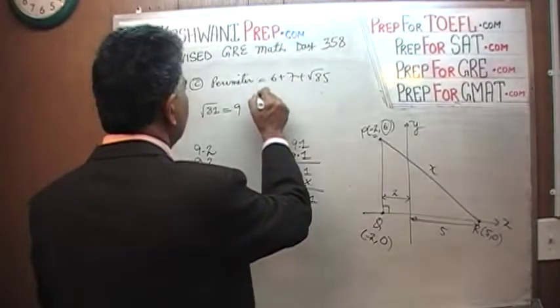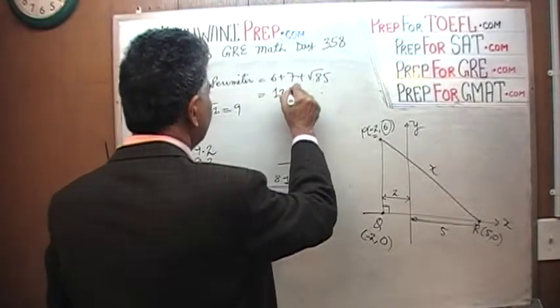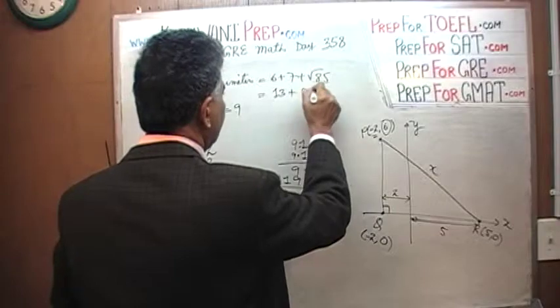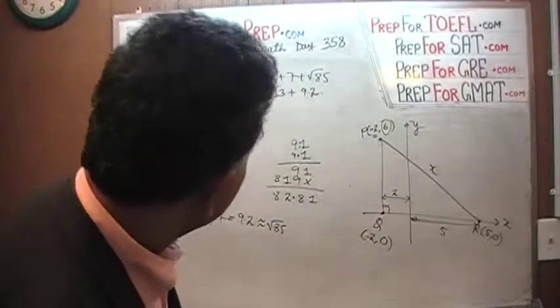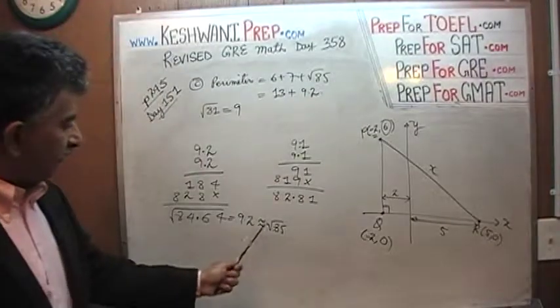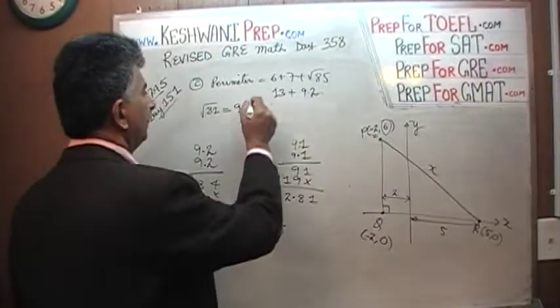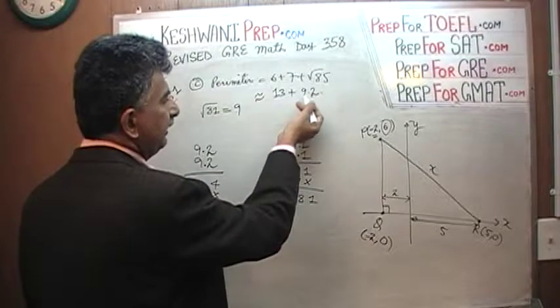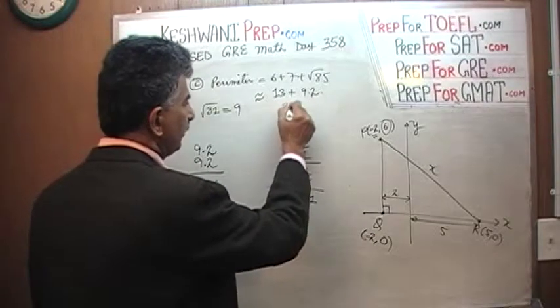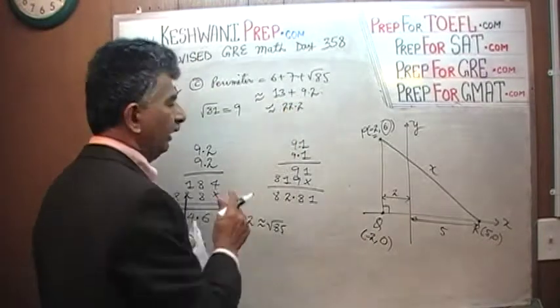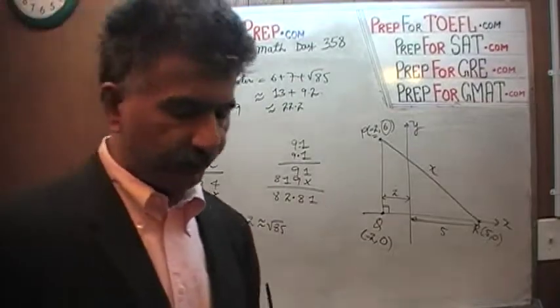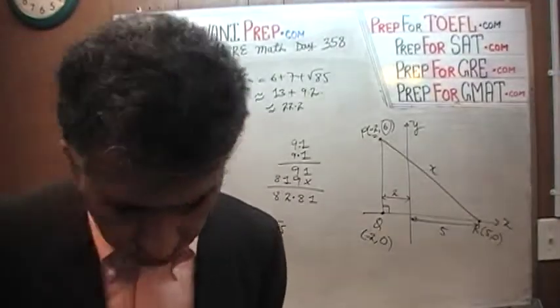So this whole thing is 13 plus 9.2. Now, technically this is not right, because the square root of 85 is only approximately 9.2, so we have to replace the equals sign with approximately. That's it. And 13 plus 9 is 22, so it's 22.2. The perimeter of this thing is approximately 22.2. That's all. Let's go on.